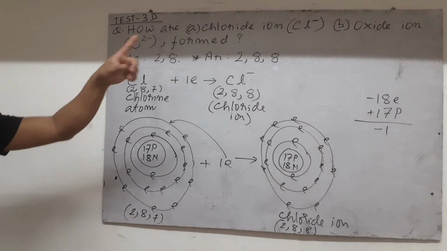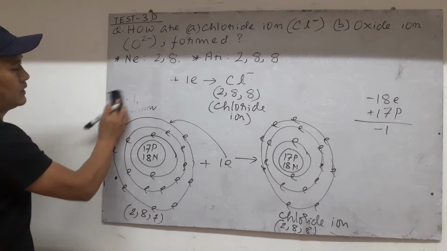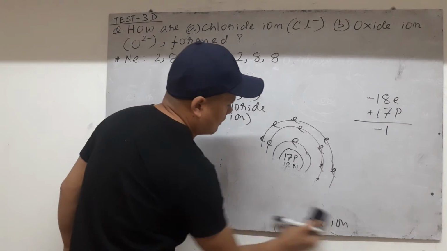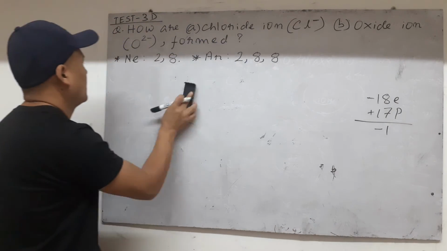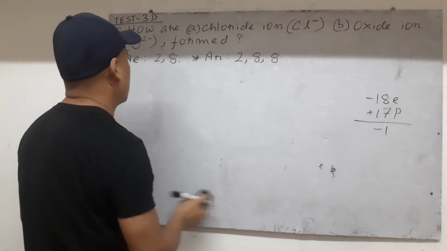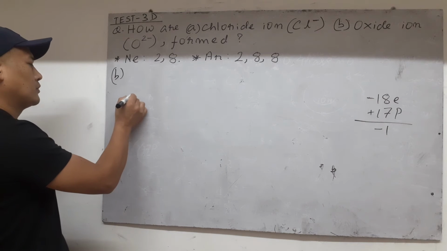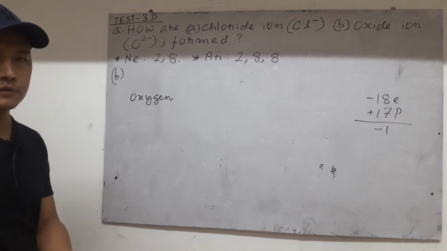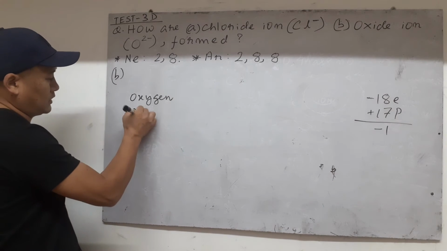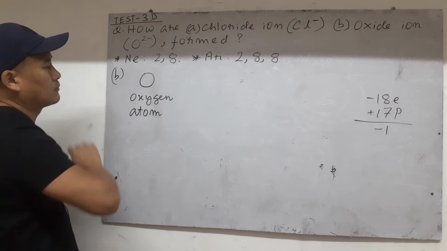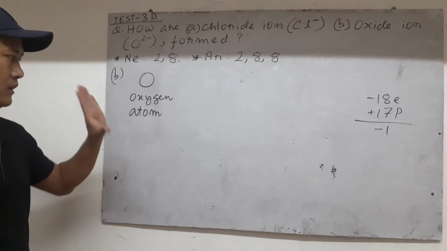Now let us take the oxide ion, B. So the B is the oxide ion. Let me just draw the structure in the atomic form first. So to understand oxide ion formation, you take the oxygen atom just like you took the chlorine atom for understanding the chloride ion. So oxygen atom means, atom has no charge.